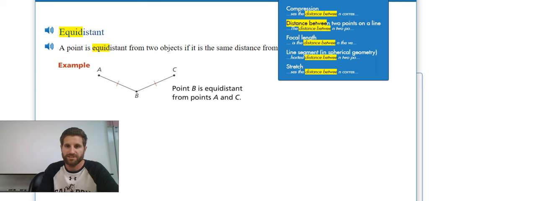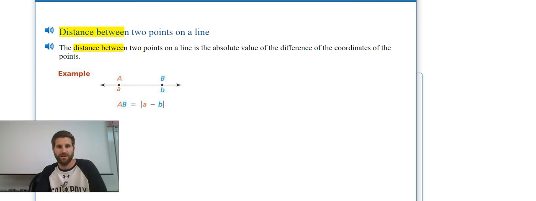And the last one is the distance between points on a line. Okay? Nope, that's the wrong one.